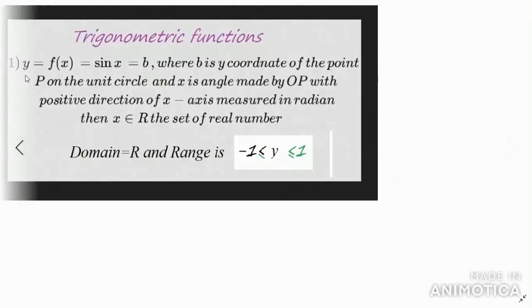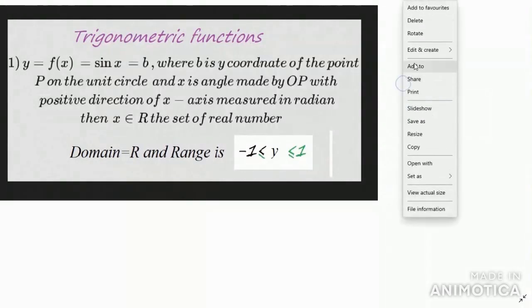First, let us take the function f of x equal to sin x, and we already defined it. It is b, where b is the y coordinate of the point P on the unit circle, and x is the angle made by OP with the positive direction of x-axis measured in radian. Whenever we take the function, you should represent the angle in radian measure. Here, the angle may be any real number.